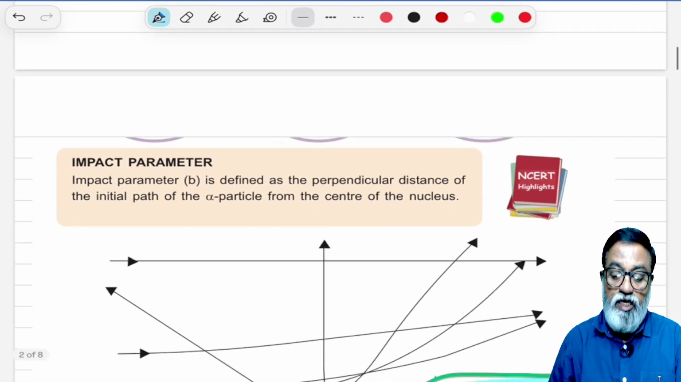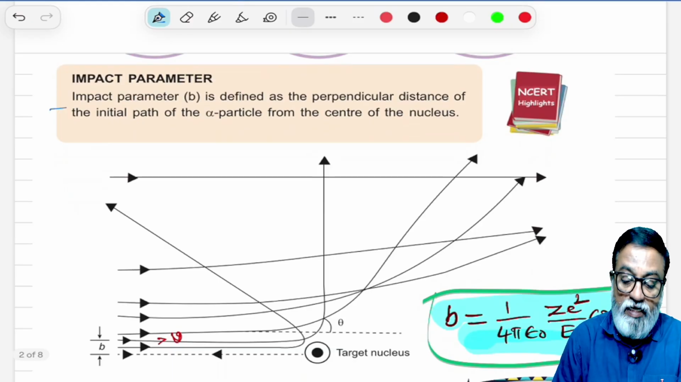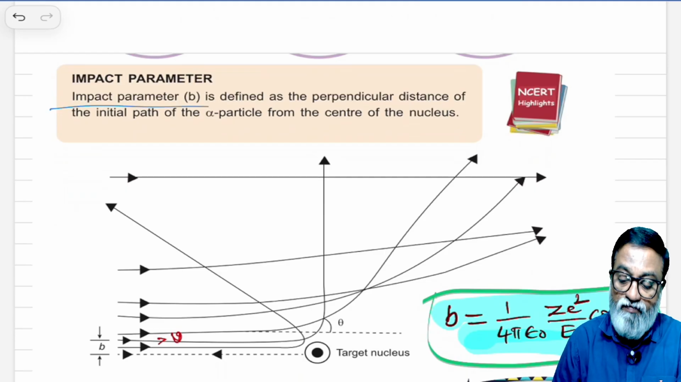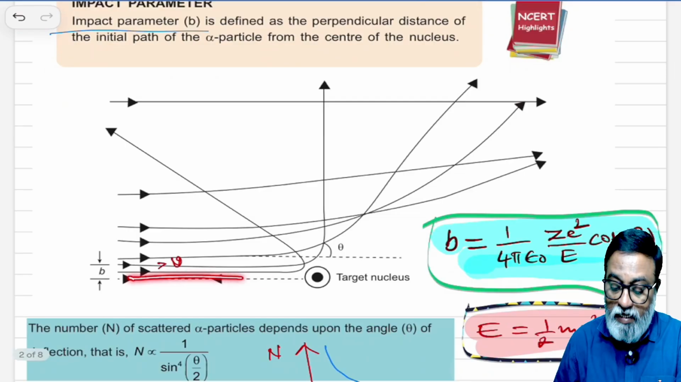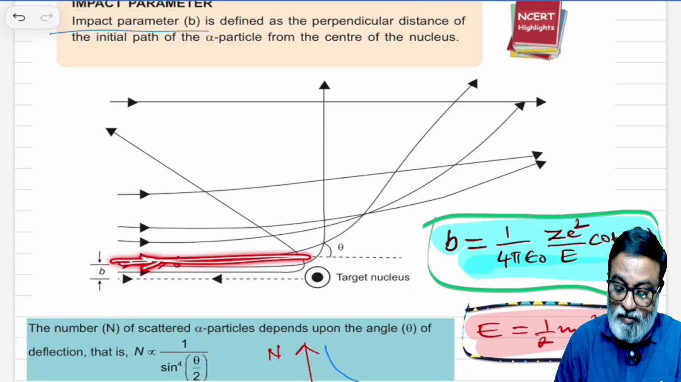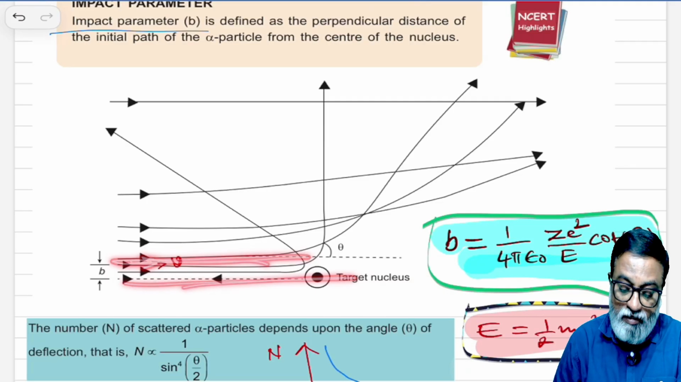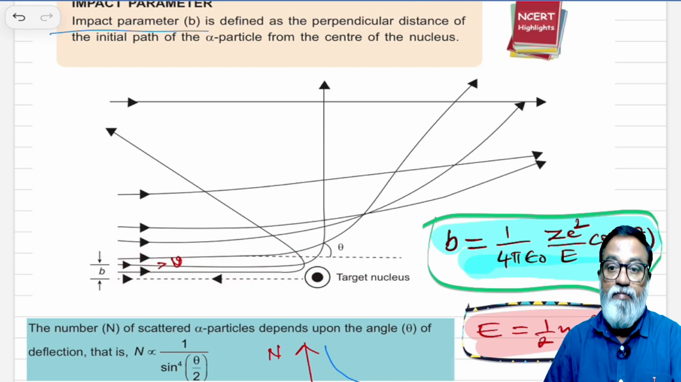In this, impact parameter, see what impact parameter means. Impact parameter is defined as the perpendicular distance of the initial path of the alpha particle from the center of the nucleus. See, this is the central line of the nucleus. The alpha particle's initial velocity vector is this one. This is the initial velocity vector direction. This is the central line. The perpendicular distance between the initial velocity vector and the central line is nothing but the impact parameter.